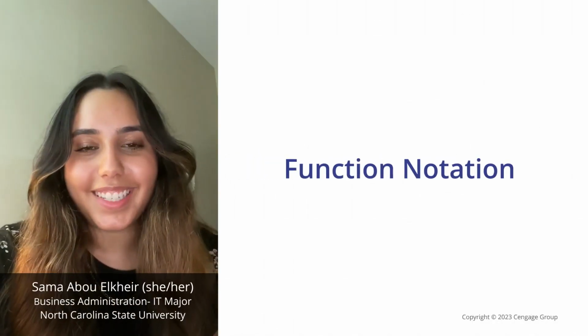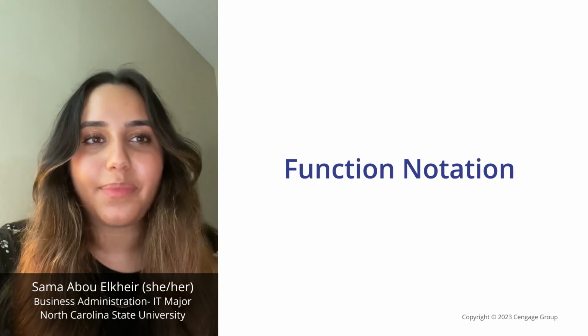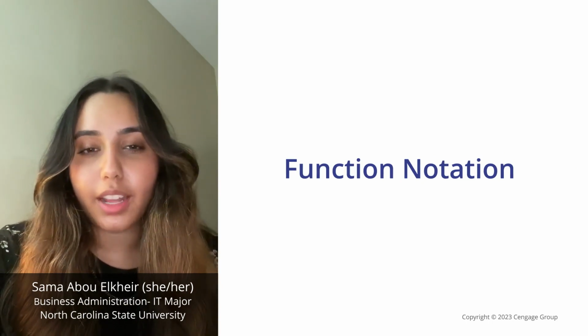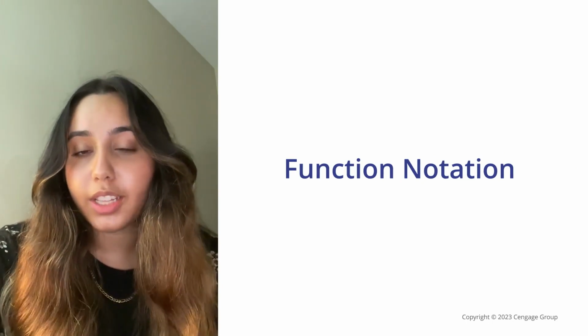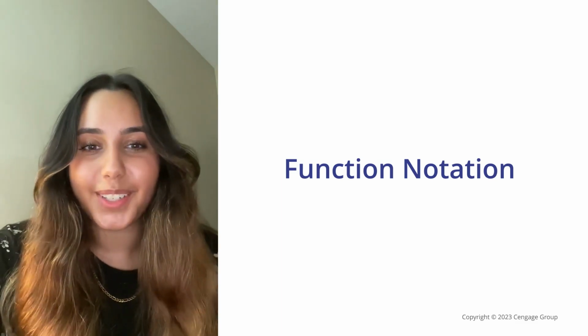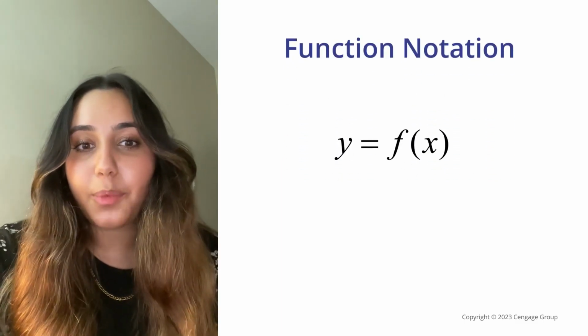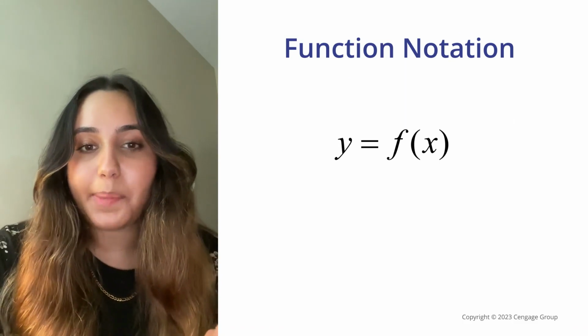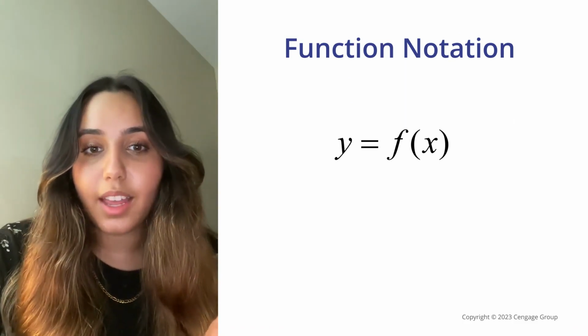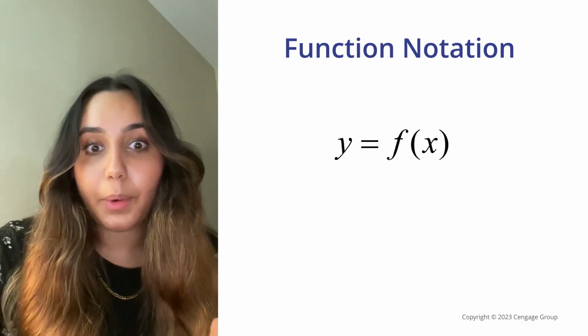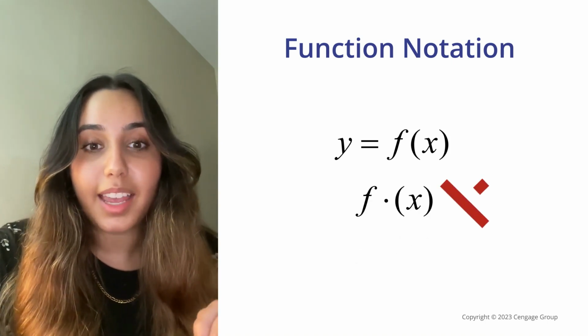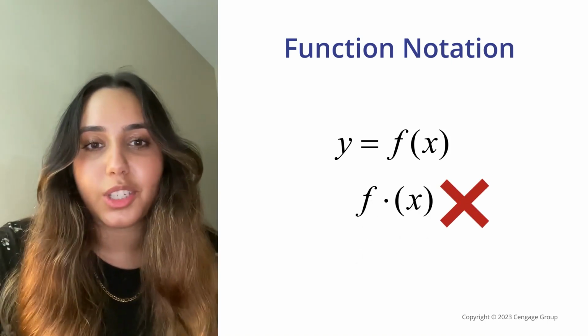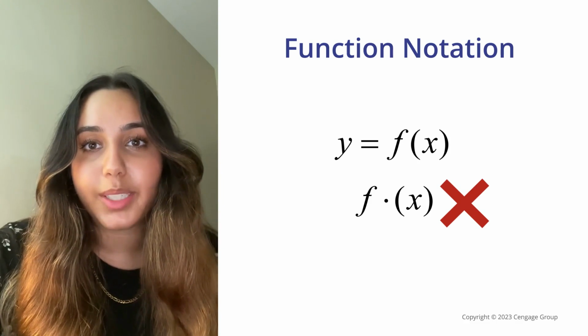Hello, today we'll be discussing function notation. So when we have a relation that is a function, there is a special notation that we can use, which we call function notation. The notation y equals f of x denotes that the variable y is a function of x. Keep in mind, this does not mean that we're going to be multiplying f times x. It might look that way, but it really is just a way to denote the x and y variables.